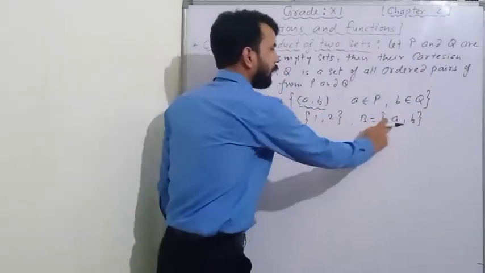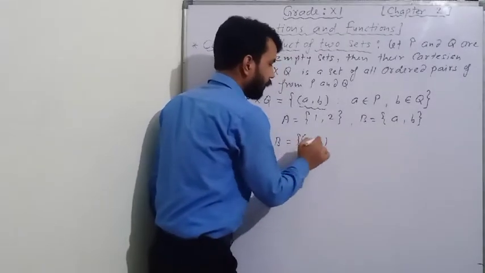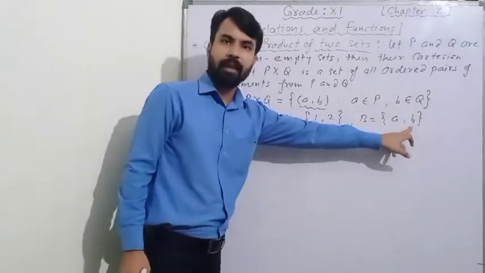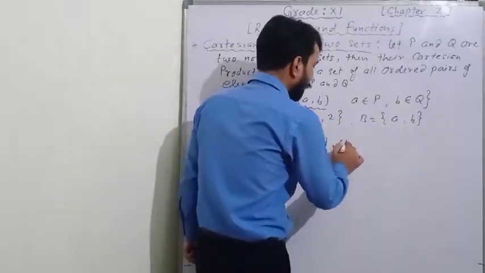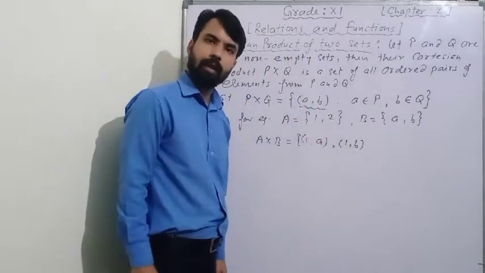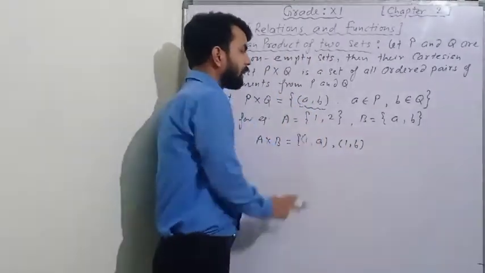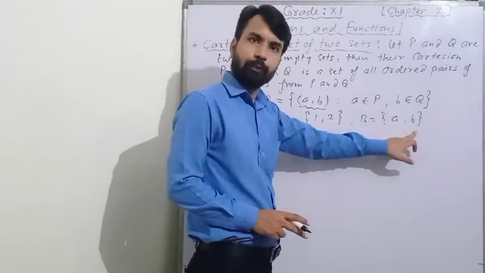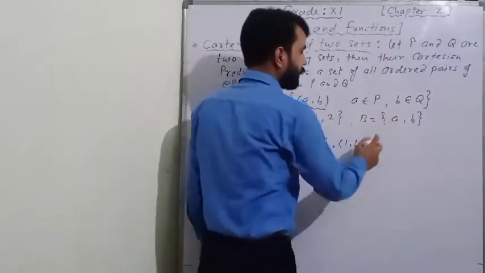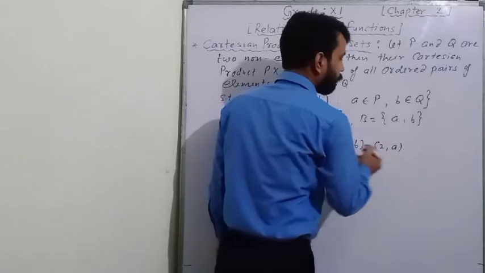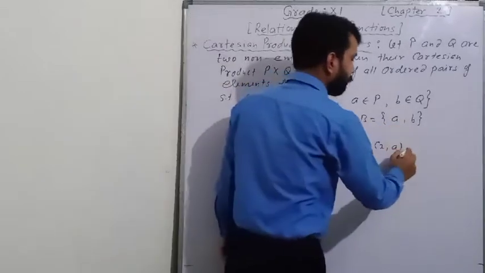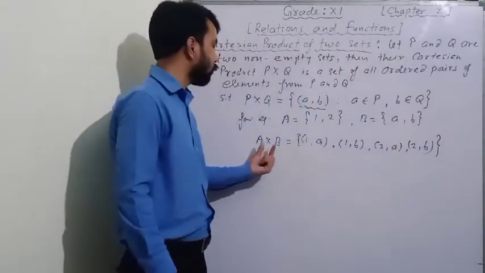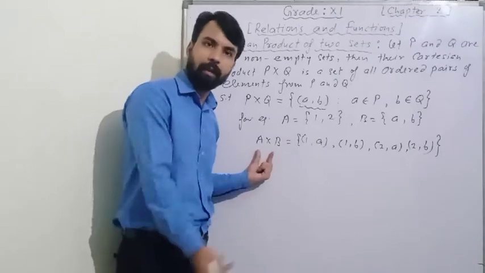How? 1 will pair with a. So 1 comma a. In next bracket, we will make a pair of 1 and the second element of set B, that is b. 1 comma a and 1 comma b. Is that clear? Now we will make the pair of the second element of first set with all the elements of set B. Clear? So make the pair of 2 with a. So 2 comma a. And next pair will be 2 comma b. So this set is known as the Cartesian product of A and B.